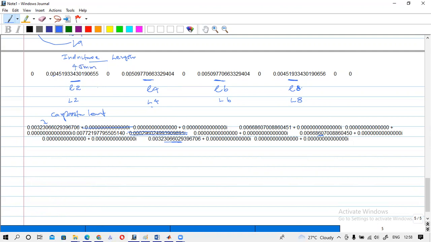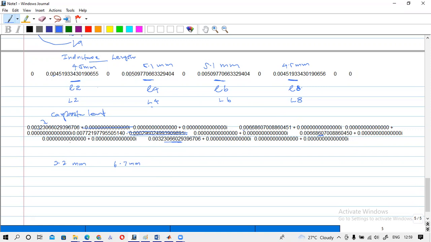This length is 5.1 millimeter. This length is again 5.1 millimeter. This length is 4.5 millimeter. So you can write it in millimeters. Here, if you consider this one, you can see that it is 3.2 millimeter, and this is 6.7 millimeter.